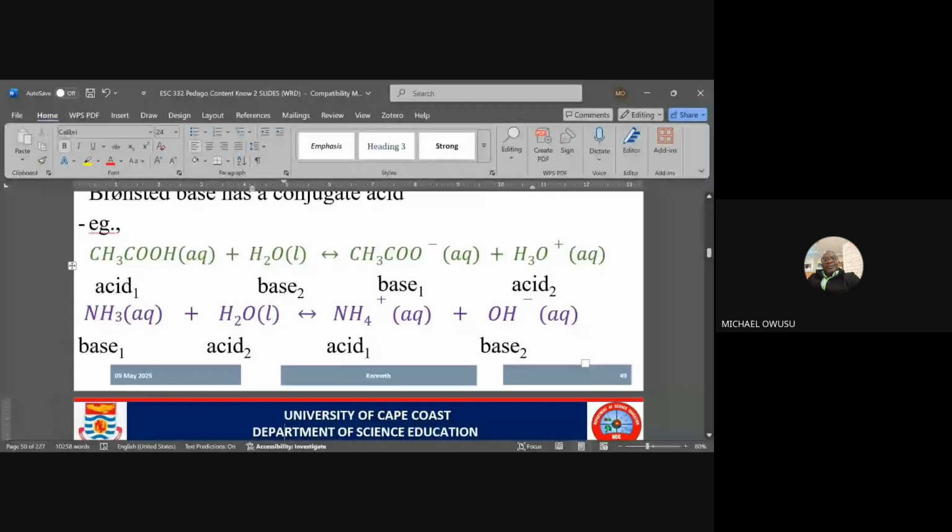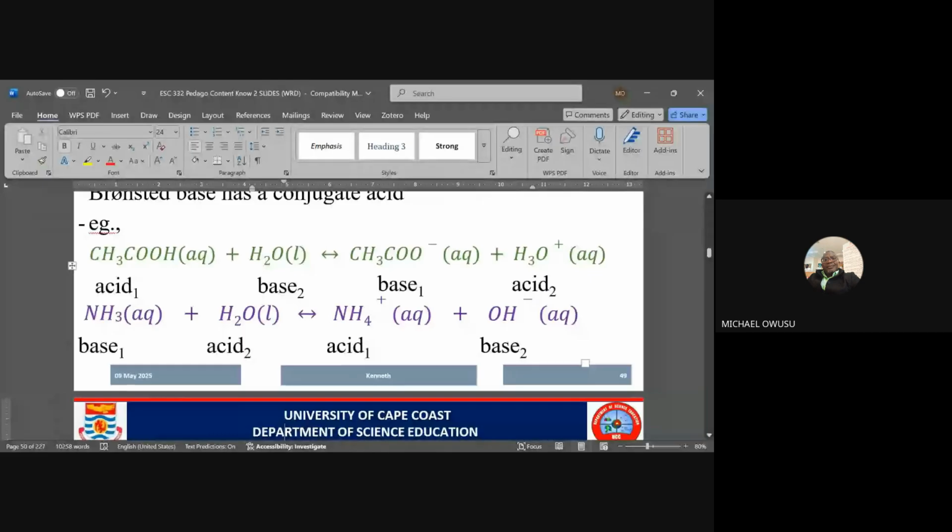According to Bronsted-Lowry, what is considered a base? A proton acceptor. Good. So if you look at base 1, can you see that base 1 is accepting a proton from the hydronium to become acid 1? Are you all seeing that?